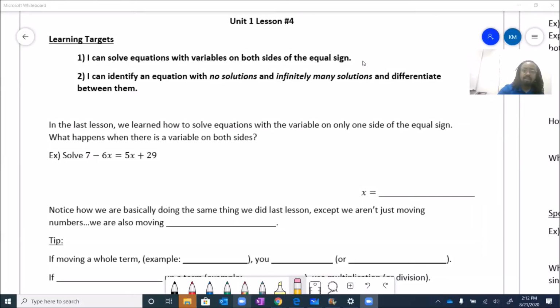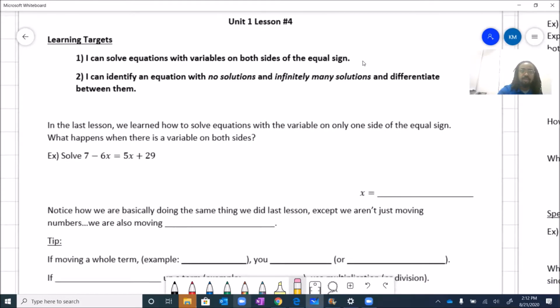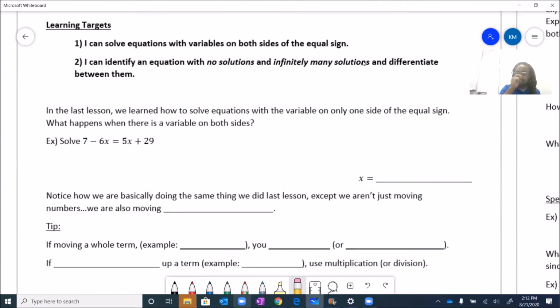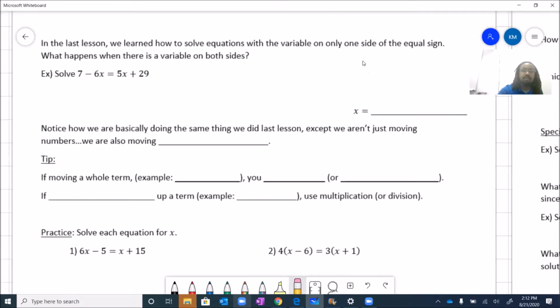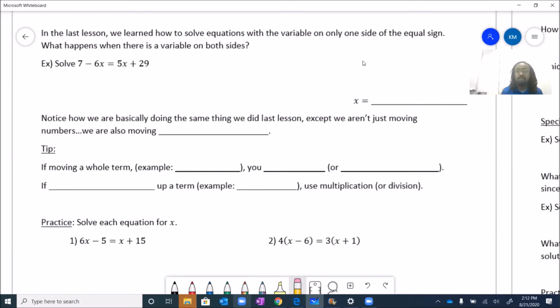Today we're going to talk about solving equations. At the end of this video, you should be able to solve equations with variables on both sides of the equation, or the equal sign. And then you should be able to identify an equation with no solutions and infinitely many solutions and differentiate between the two of them. So in the last lesson, we learned how to solve an equation with a variable on one side of the equal sign. What happens when there's a variable on both sides?